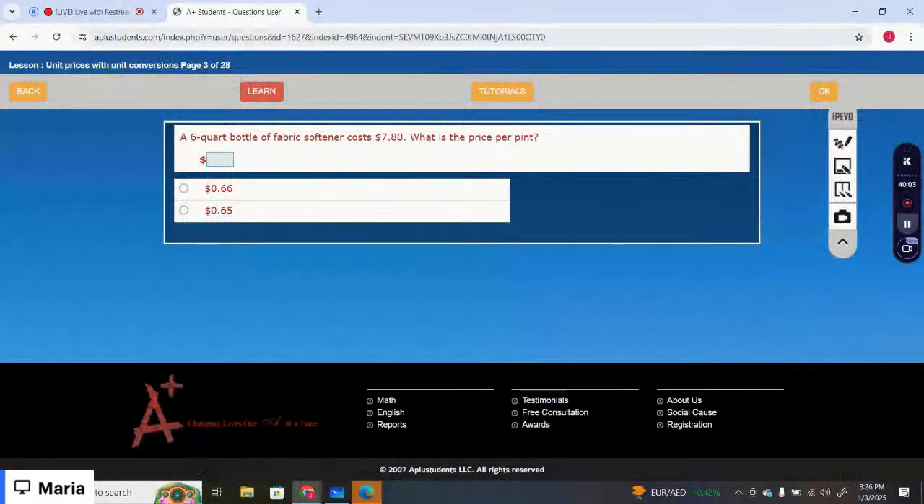A 6 quart bottle of fabric softener costs $7.80. So you need to calculate the price per pint. So, 1 quart equals how many pints?